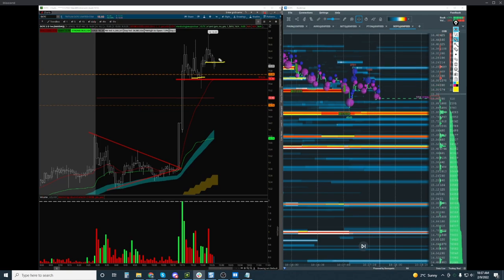Am I going to buy this? No, absolutely not. We don't have that huge heat map like we had before. I can be a little bit more scared. We didn't have the fast wash right away up. So take it easy. Don't attack every single thing out there.